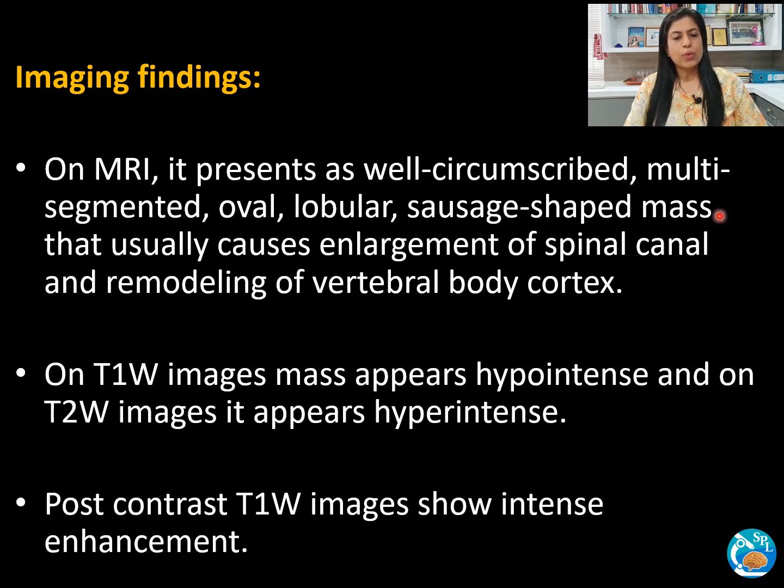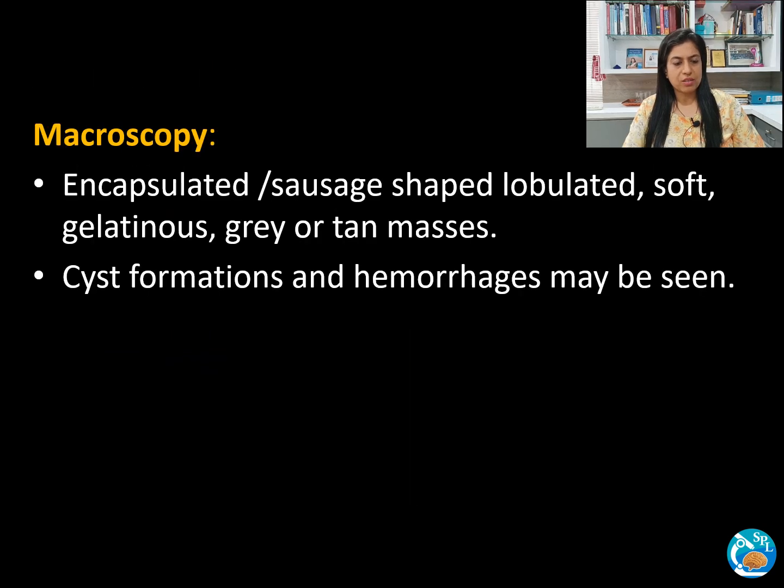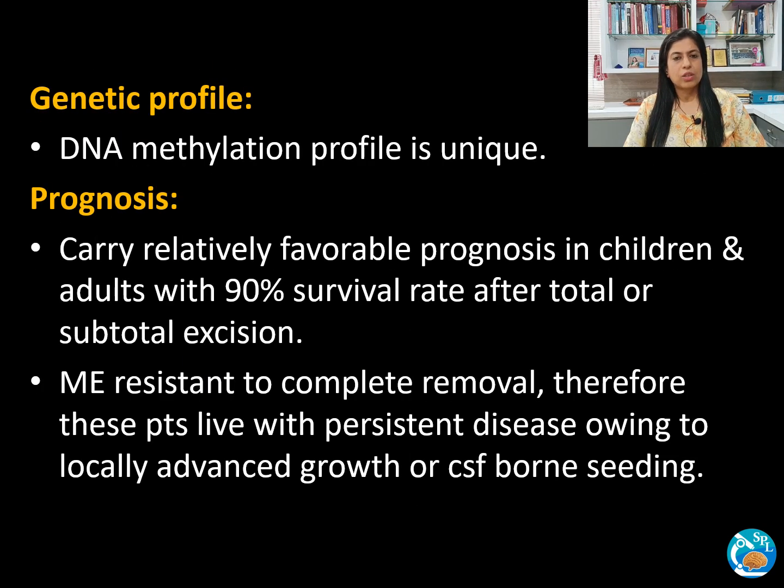On imaging, these are well circumscribed, multi-segmented, oval, lobular, sausage-shaped masses that usually cause enlargement of the spinal canal and remodeling of the vertebral cortex. These are hypointense on T1 and hyperintense on T2. And the post-contrast T1 images show intense enhancement. The differential diagnosis on imaging is the nerve sheath tumor, paraganglioma, meningioma, and leptomeningeal metastasis. And now the genetic profile is very unique. The DNA methylation profile of this tumor is very unique.